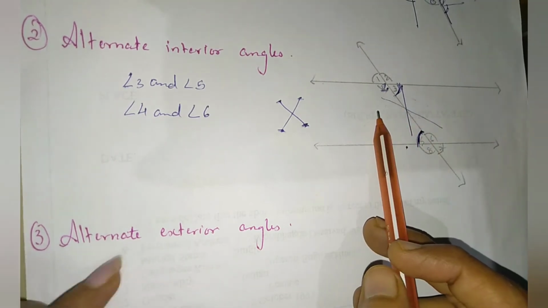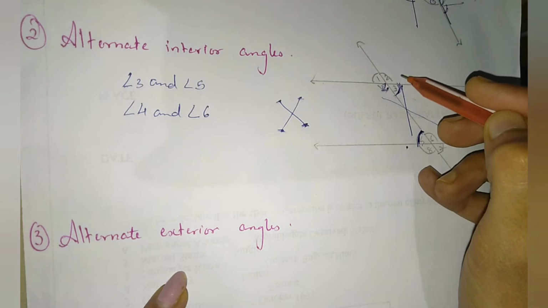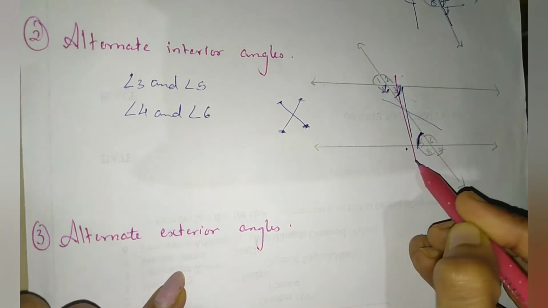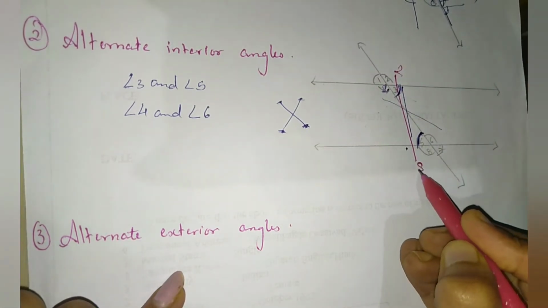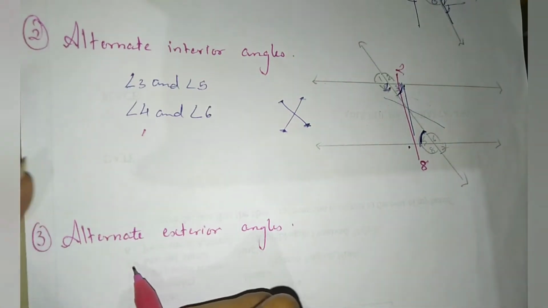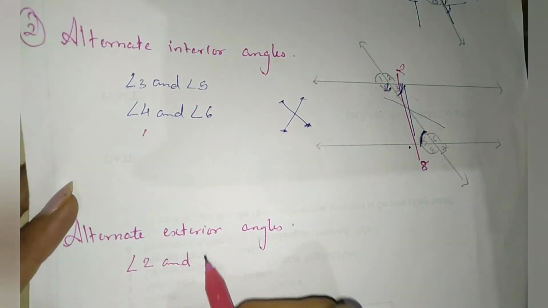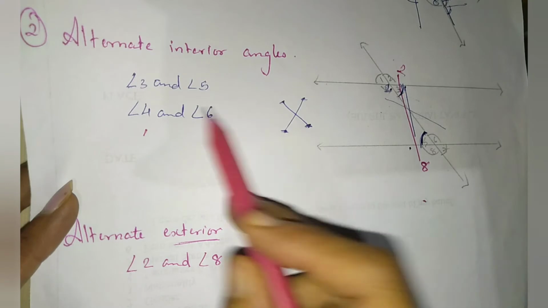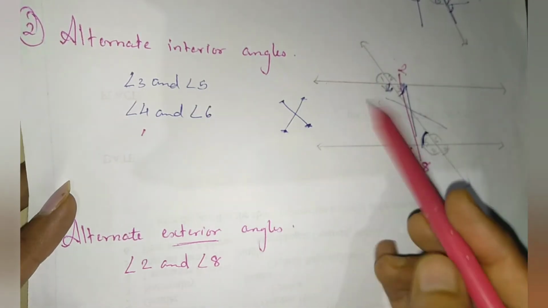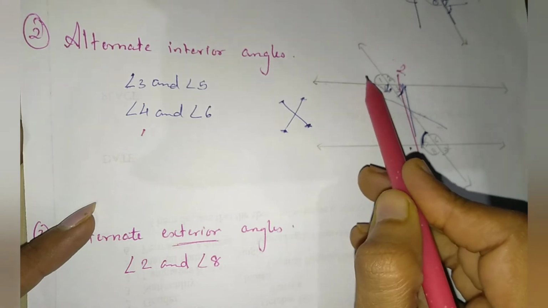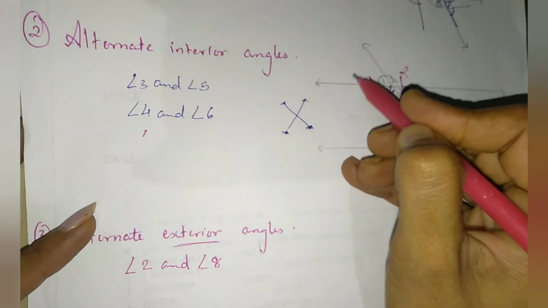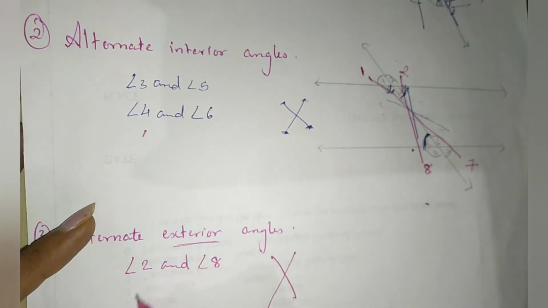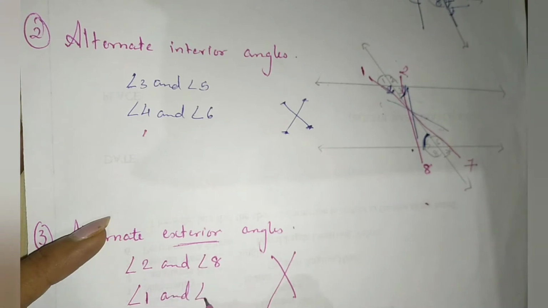Now what are alternate exterior angles? In that, it is angle 2 and angle 8, because here they are exterior, so we have to take exterior angles only. Now interior means only interior angles. Now your second pair is remaining, so angle 1 and angle 7. Here also we have to take cross, so angle 1 and angle 7.